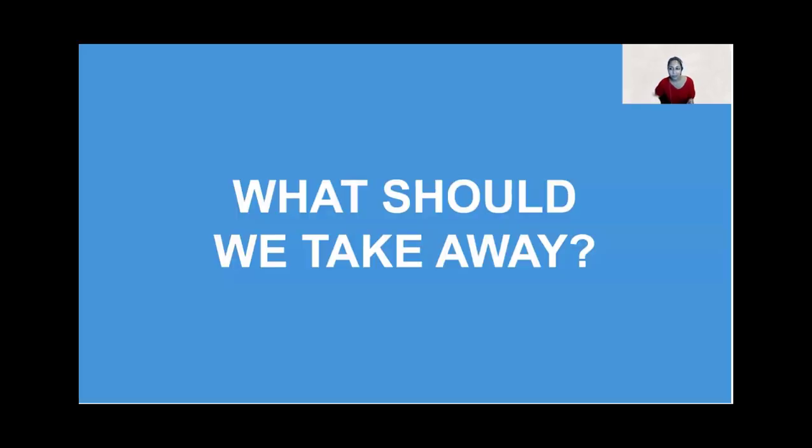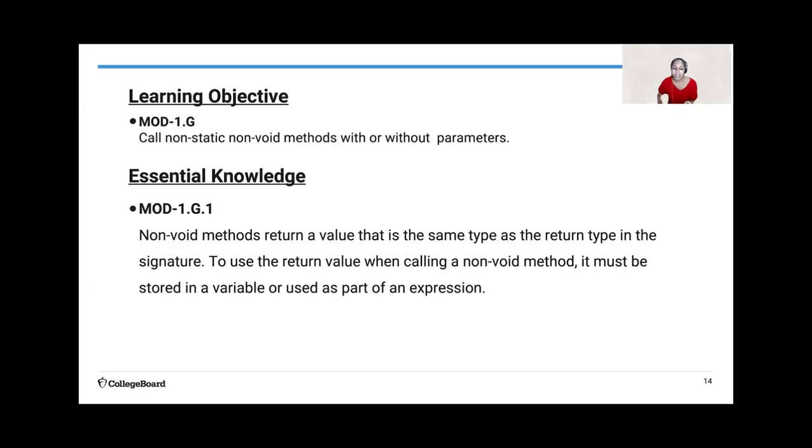So what do we take away from this? We see that non-void methods can return a value that's the same type as the return type in the signature. And then if I were to use that lunch calculator in a main program, I can store that result in a variable or use it as part of an expression when I call that method.